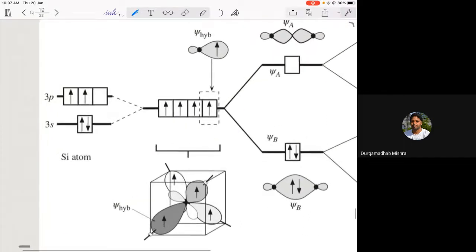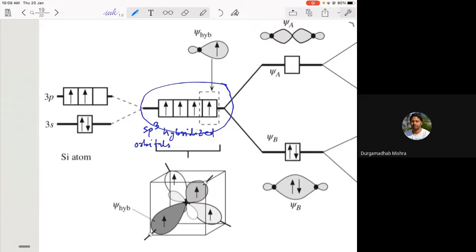What you see here is the 3s and 3p orbitals in the isolated atom, and we are neglecting the other orbitals because they are core shells, close to the nucleus. Now these 3s and 3p will form hybridized orbitals, four sp3 hybridized orbitals, and they are all the same energy. So you have 1, 2, 3, 4 electrons.